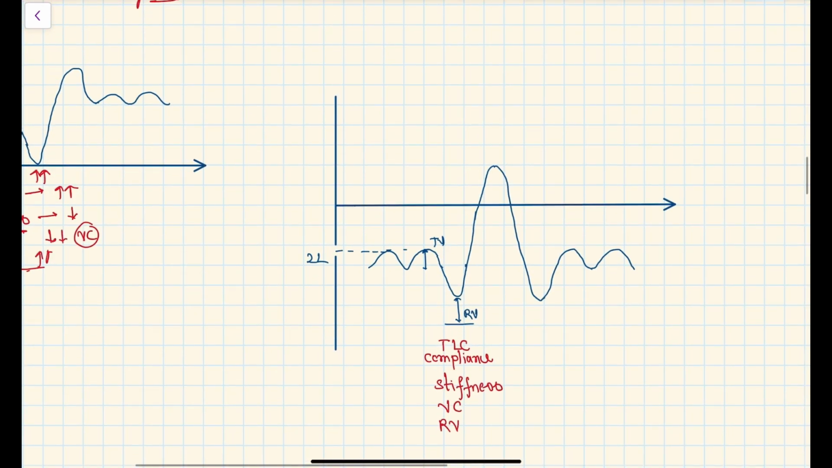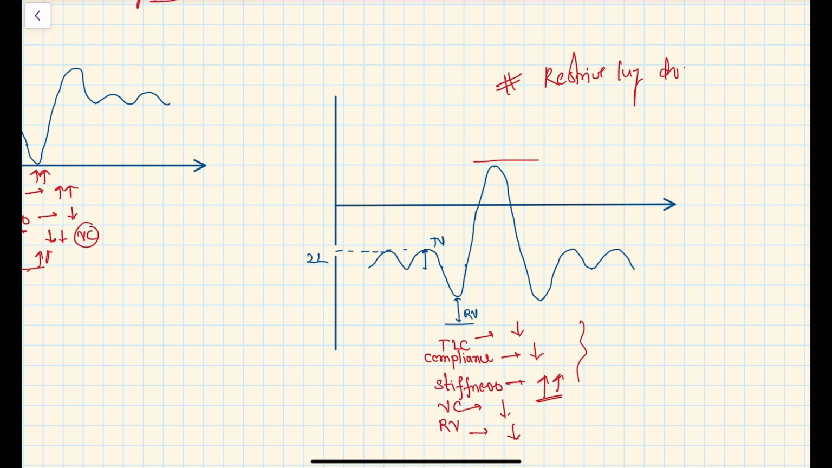Now this graph is showing the restrictive lung disease. Okay, here we see the total lung capacity is decreased, compliance is decreased, stiffness is increased, we already saw, vital capacity is decreased, residual volume is also decreased. This is a graph of restrictive lung disease.